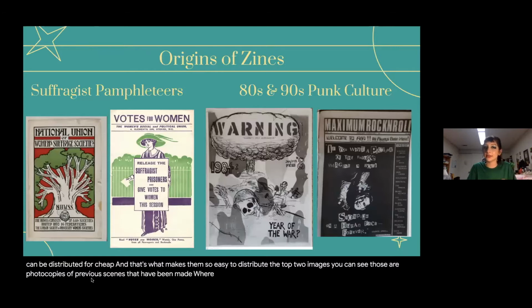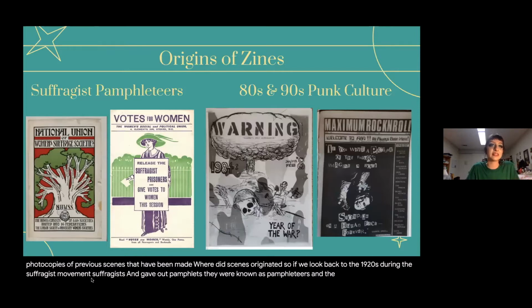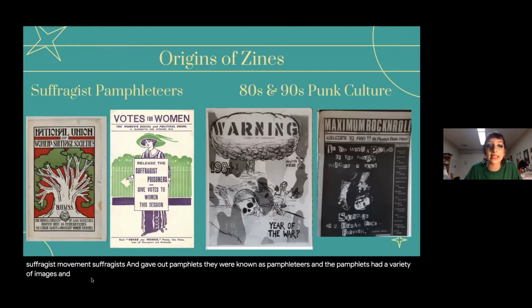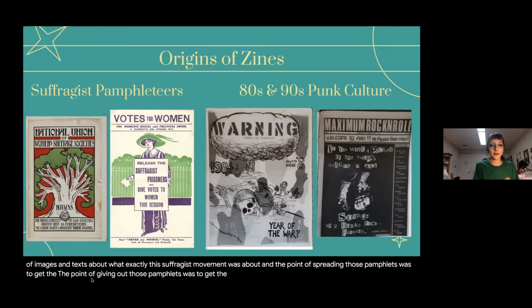So where did zines originate? So if we look back to the 1920s during the suffragist movement, they gave out pamphlets. They were known as pamphleteers. And the pamphlets had a variety of images and texts about what exactly the suffragist movement was about. And the point of giving out those pamphlets was to get the information to working class women who normally didn't have time to go out on the street and advocate. They normally had to be working, right?